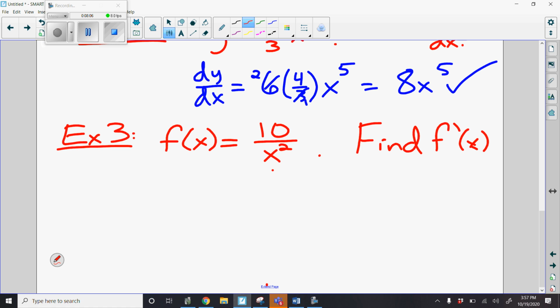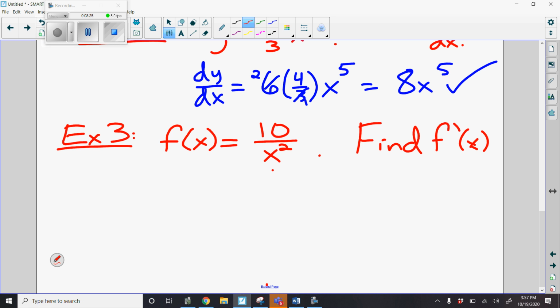Okay. So when I look at this, I see 10 over x squared. Uh-oh. We've got division, right? Or we see a fraction here. How am I supposed to find f prime of x now? Well, again, the problem is f of x right now is not written in ax to the n form.